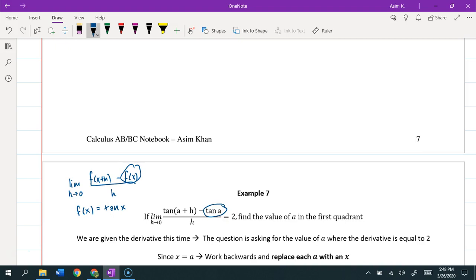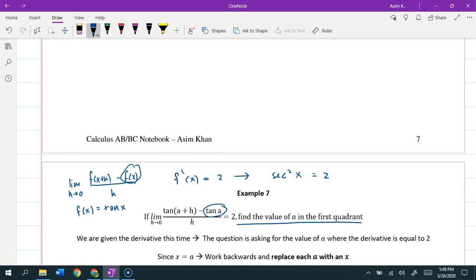But this time, instead of asking us for a derivative, it's telling us that the derivative is equal to 2, right? So you know that the derivative of tan is secant squared, right? So they're telling you that secant squared x is equal to 2. Find us the value of a in the first quadrant, right? How do you find that value?